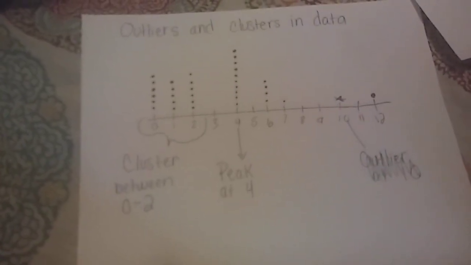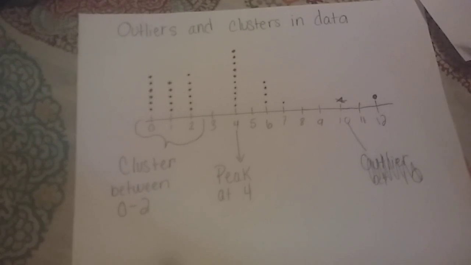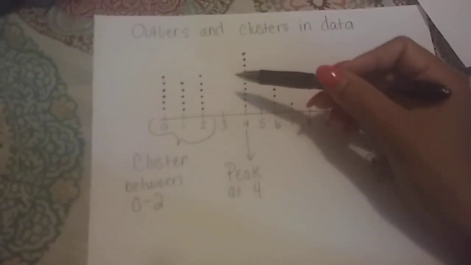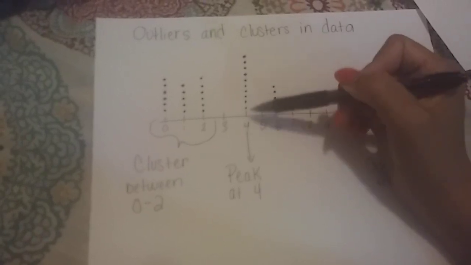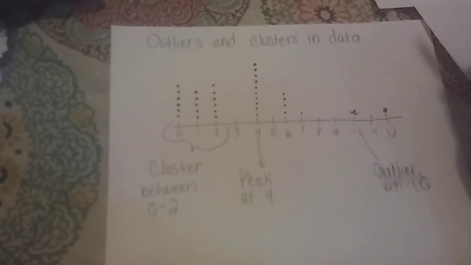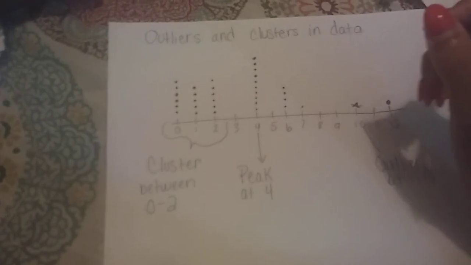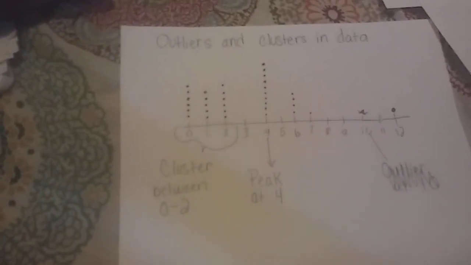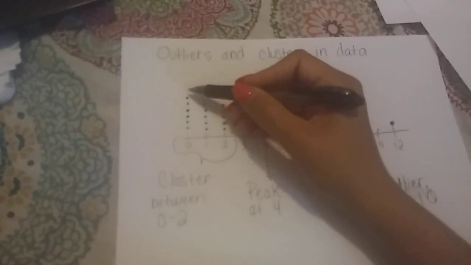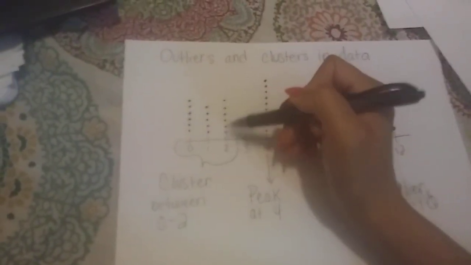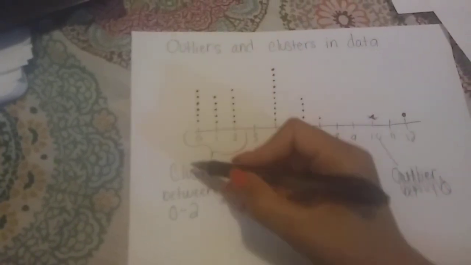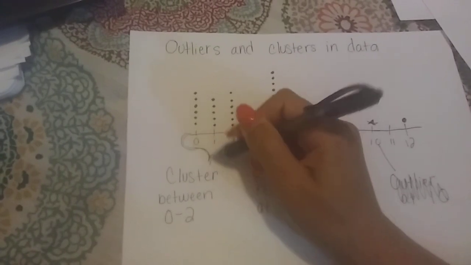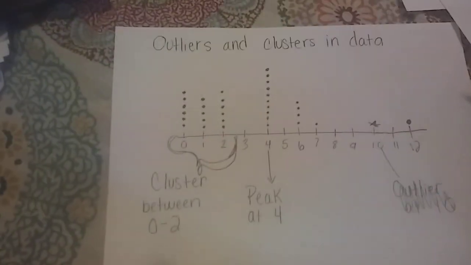Your peak is your mode. So it is where the highest amount of dots are at. So your peak would be 4, because that's where the most dots are lined up on. And if they ever say, is there a cluster? A cluster is basically just a set of numbers that are right next to each other. That kind of just look like they're right next to each other. So these are numbers right next to 0, 1, and 2. So your cluster in this case would be a cluster between 0 and 2, because a cluster includes all the numbers that are right next to each other.